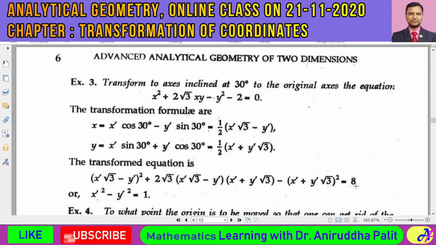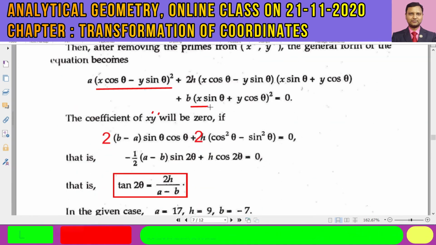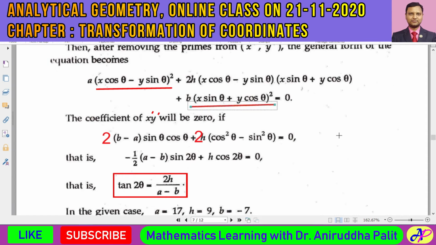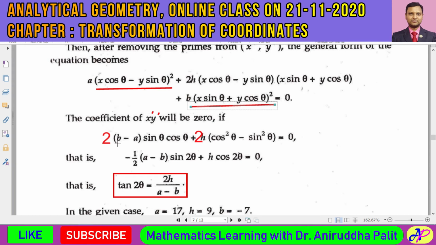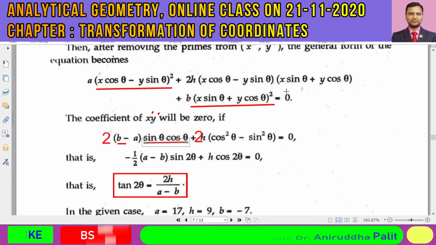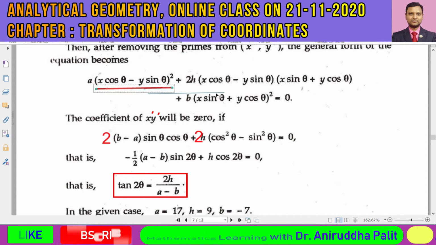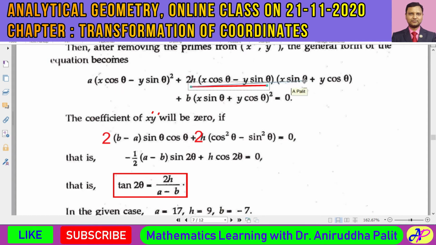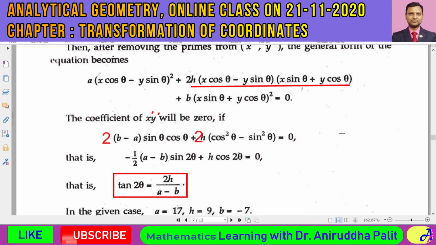And from this term, plus 2 x into y into sin theta cos theta should come over here. So twice b sin theta cos theta should come from this last term. Got it? And finally, from this term, some contribution of xy should also come.